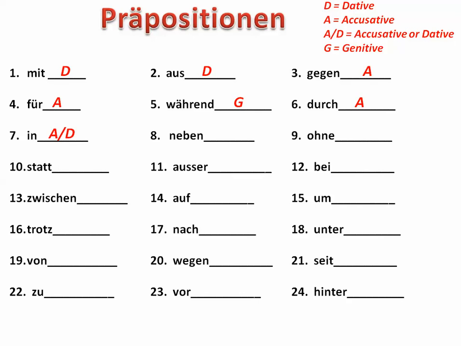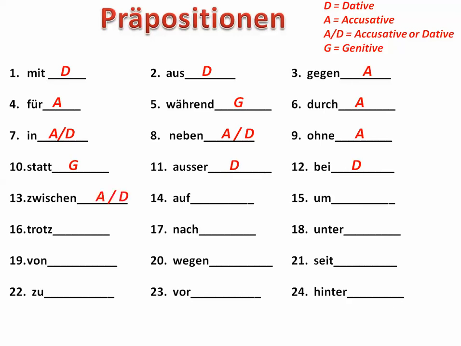In, it's a two-way preposition, that means in. Neben, next to, also a two-way preposition. Ohne, without, accusative. Statt, a genitive preposition that means instead of. Außer, a dative preposition that means except for. Bei, a dative preposition that can mean at. It can have various other meanings as well.